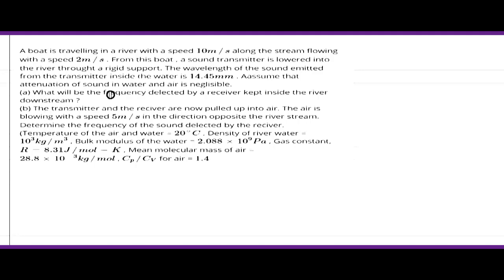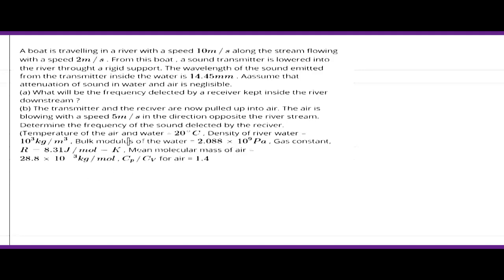So here we have to find the frequency that is detected by the receiver. Second, the transmitter and the receiver are now pulled up into the air. The air is blowing with a speed of 5 meter per second in the direction opposite to the river stream. Determine the frequency of the sound detected by the receiver. Here they have changed the medium and pulled it up into the air, and they have told us that the air is blowing at 5 meter per second in the opposite direction of the river stream, and for that we have to find the frequency of sound detected by the receiver.